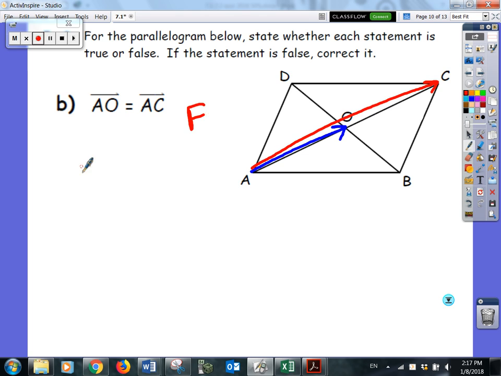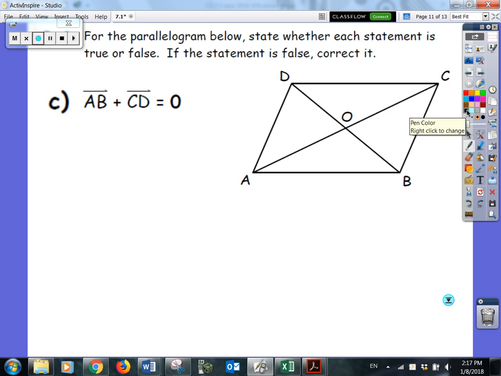So one thing you could do is you could say 2 AO equals AC. We take AO and we double it, that would work. You could say AO equals half of AC. Lots of different ways that you could go about doing that. There's not always one way. Sometimes there's only one way, but it is possible that there is more than one possible correct answer.